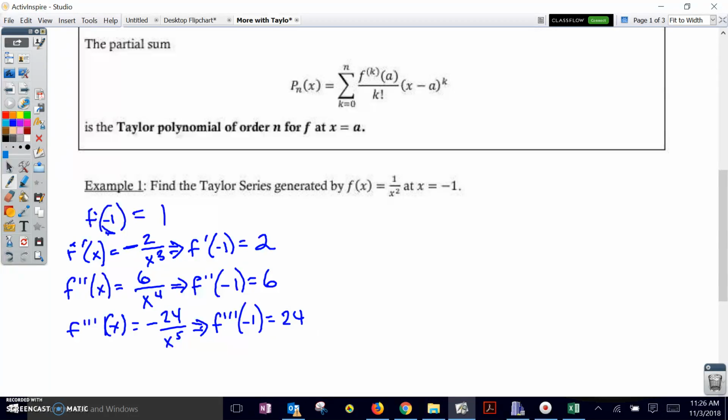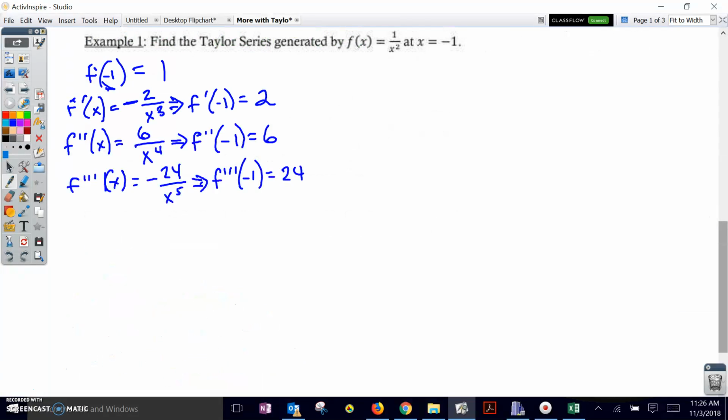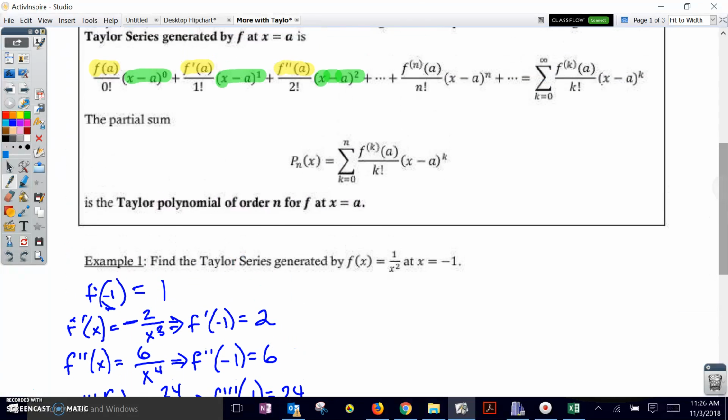Okay, now that I have the value of the function at negative 1 and the value of the first couple of derivatives at negative 1, I can start writing my Taylor series. Look back up here at the general formula. Our first term is going to be f of a divided by 0 factorial times the quantity x minus a to the 0 power. And x minus a to the 0 power is just going to be 1. So my first term of my Taylor series is just going to be 1.